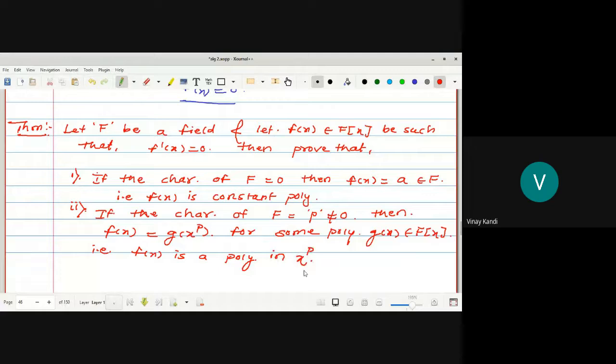Any doubt in this statement? Read it carefully. Let F be a field and let f of x belonging to capital F of x be such that f dash of x is equal to 0. The derivative is 0; it is constant when the characteristic of the field is 0. If the characteristic of the field is p, then f of x is a polynomial in x raised to p, that is, f of x is equal to g of x raised to p. Any doubt in the statement?